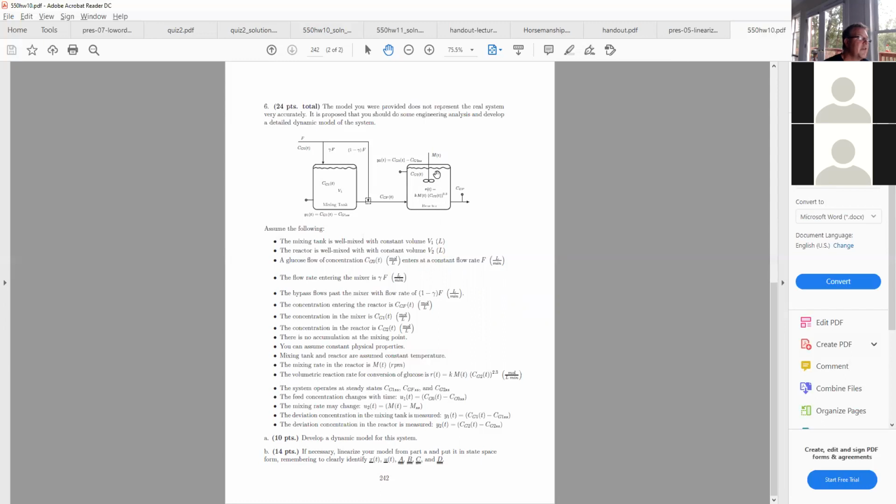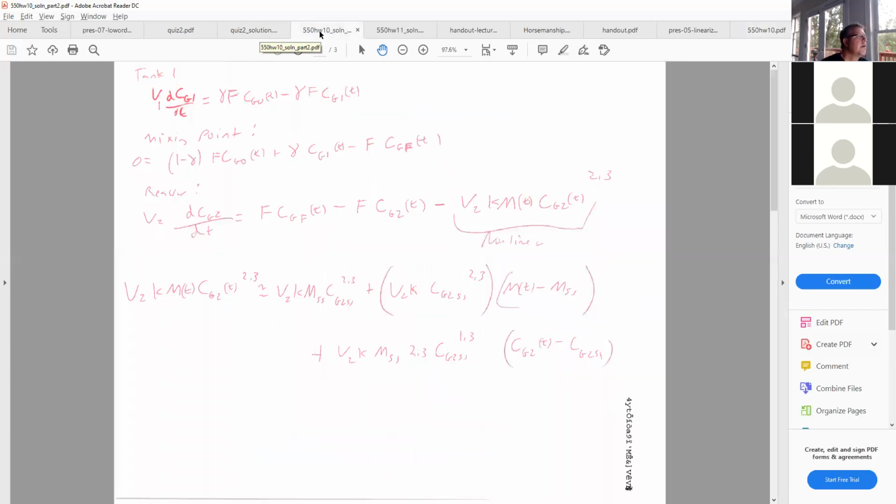The reaction over here is this crazy KMC, so it depends on the mixing rate and the concentration. Right away, we see that to a power 2.3. We know that's nonlinear, but it's extra nonlinear because it has two functions of time. So it's two variables. It's going to be double nonlinear.